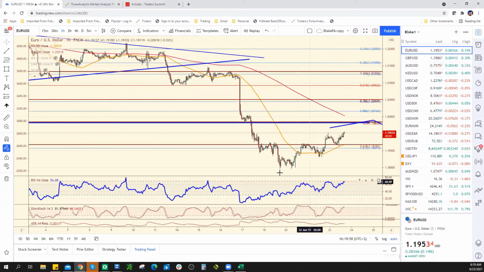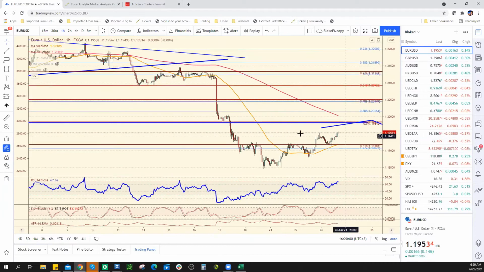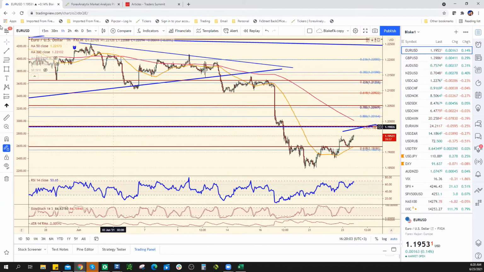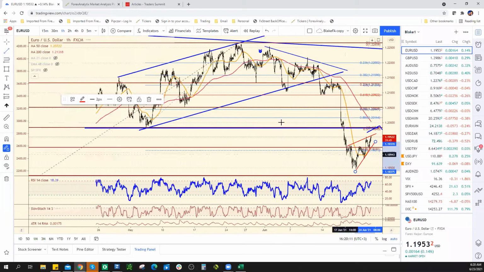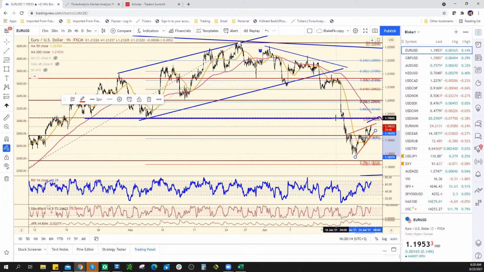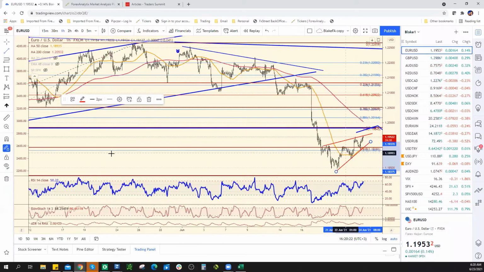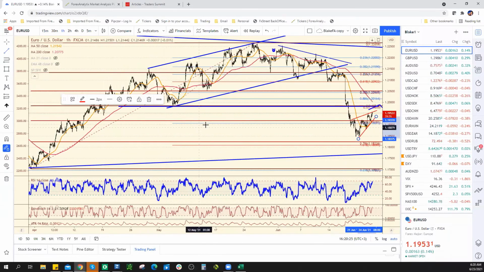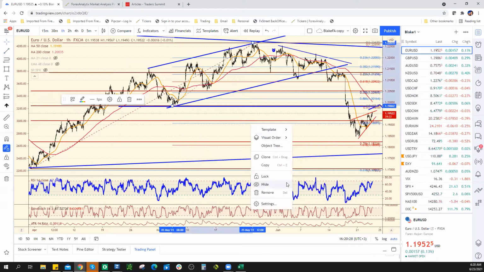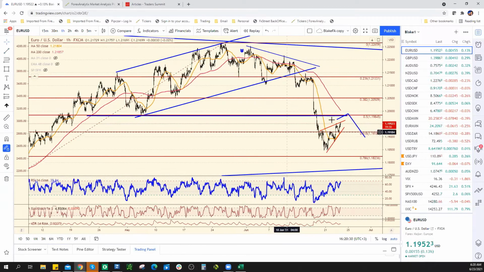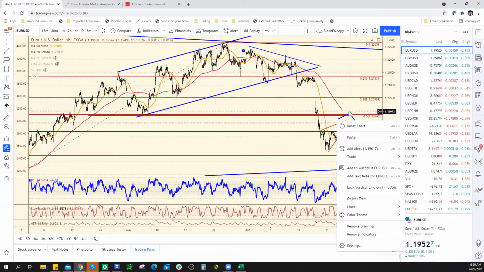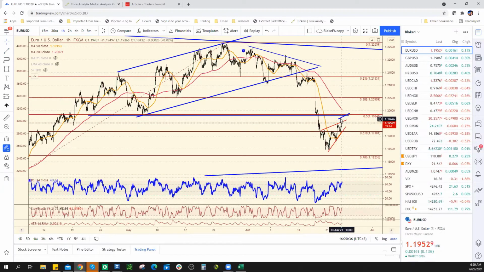So the euro has actually been pretty slow going as far as this move has gone. I'm kind of worried that the euro doesn't have a whole lot of life in it, but I guess right here should be really good resistance at 119.80, if we can make it up there. Let's get rid of this 161% extension and move that.